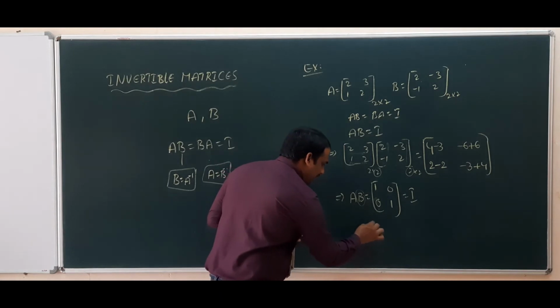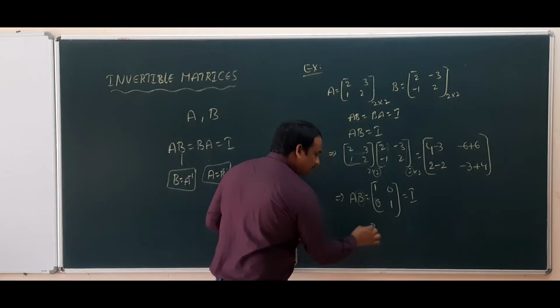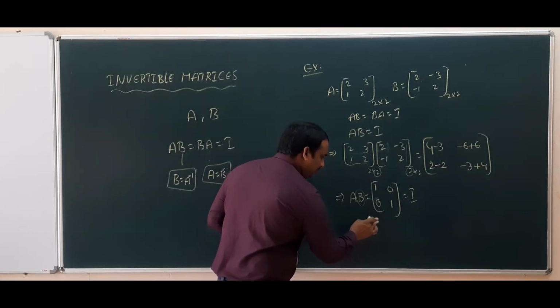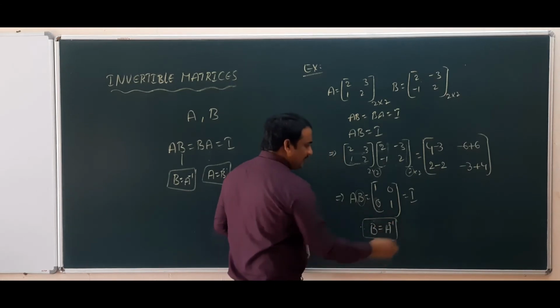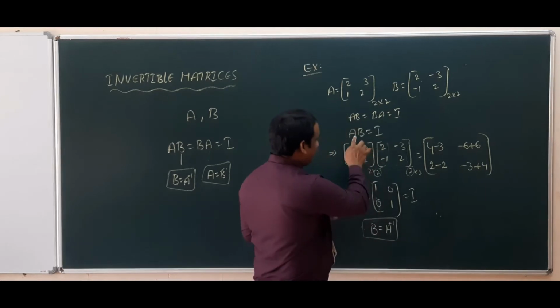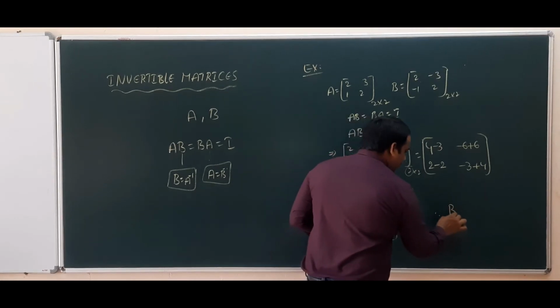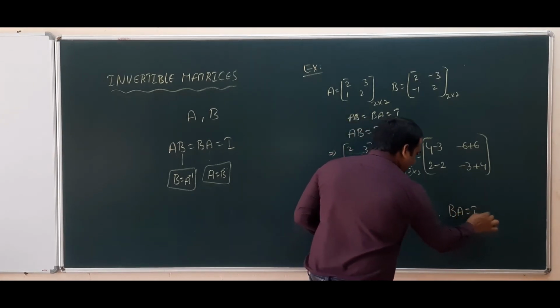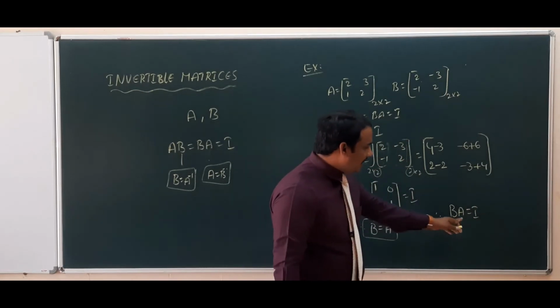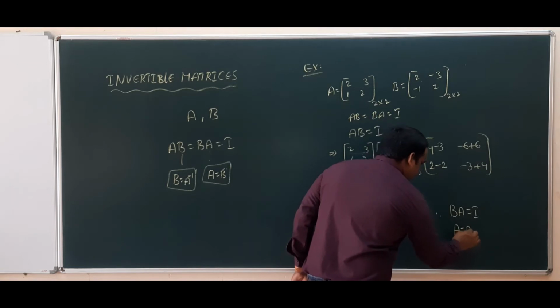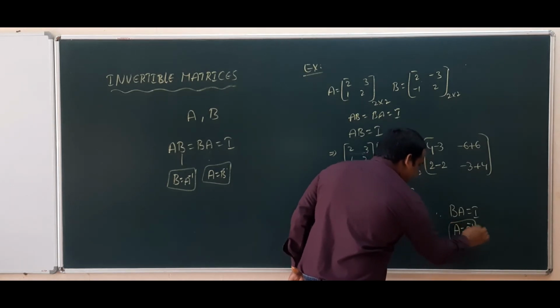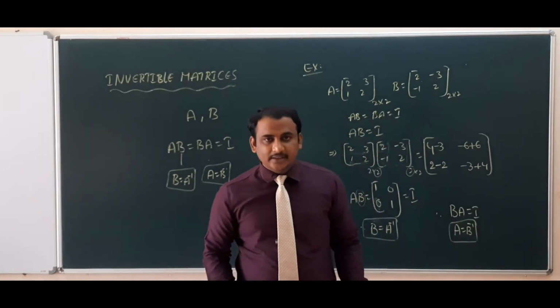Therefore, you can write B inverse equal to A. Same thing you try here: if you solve BA equal to I matrix, then A is the inverse of B matrix. A is here the inverse of B matrix. Next, we will see.